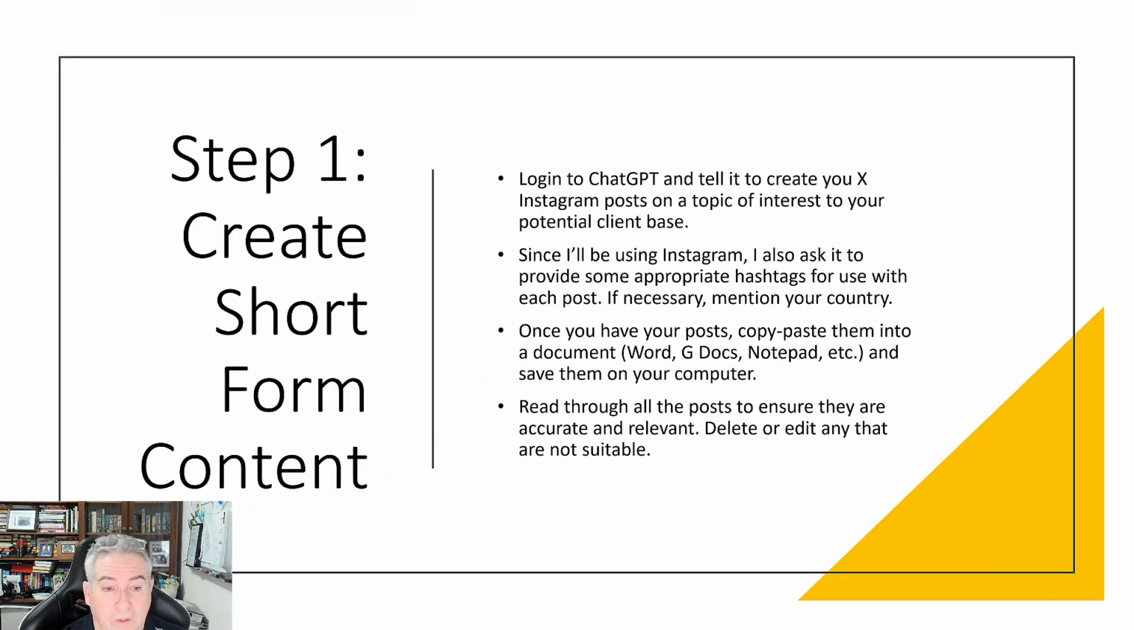So initially we want to create your short form content, and this is the content that we're going to publish on Instagram. And to do that, you log into ChatGPT and tell it to create you X number of Instagram posts, whatever that may be. Make sure you mention the social media platform that you're going to be publishing it on, because it does seem to have an idea of how many characters you can put in the post.